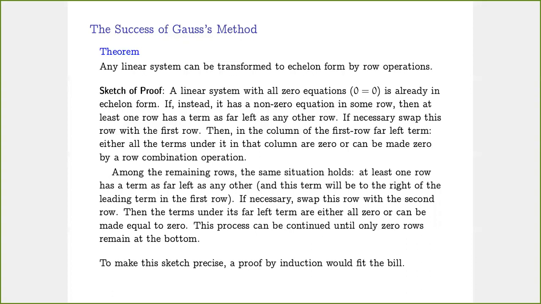So then this process can be continued. We can continue with the remaining rows, find if they're not all zero, find a row with a far left term, swap it with the top row in this remaining set of rows, and ensure that that far left term has nothing underneath it. Eventually, we'll run out of rows, and the system will be in echelon form. Now, to make this sketch precise, we need to use a proof by induction. But this gives you an idea of why Gauss's method is always successful.